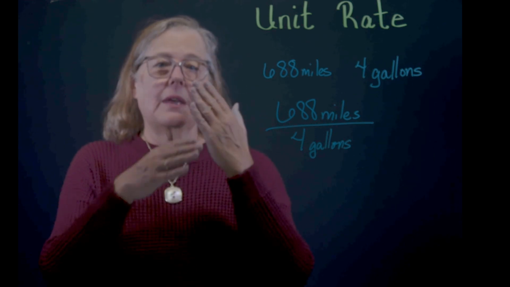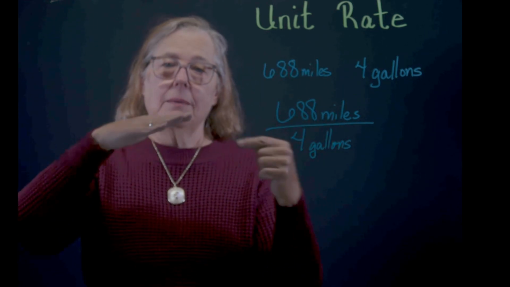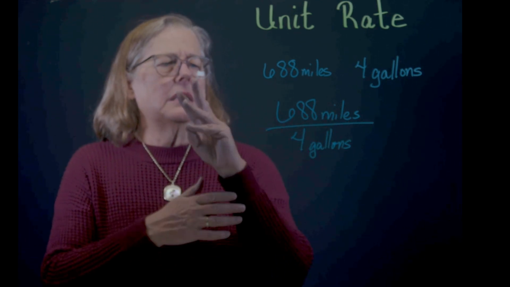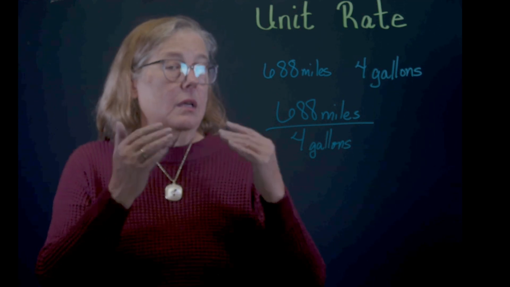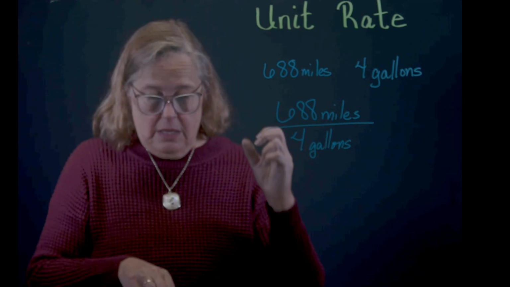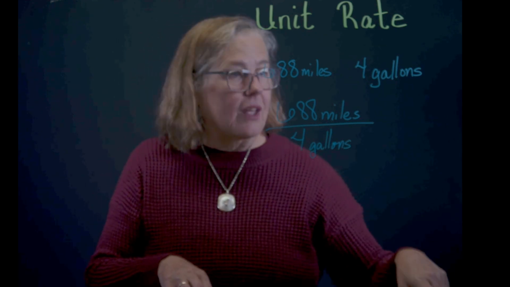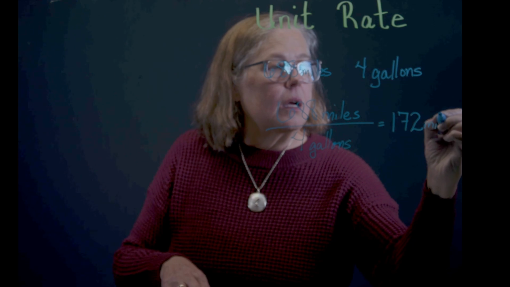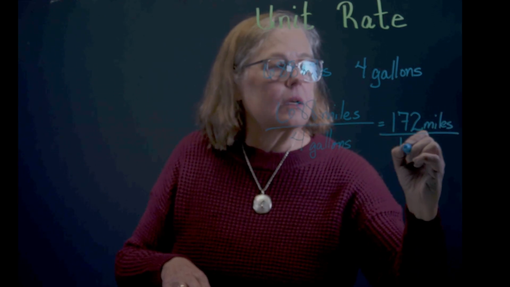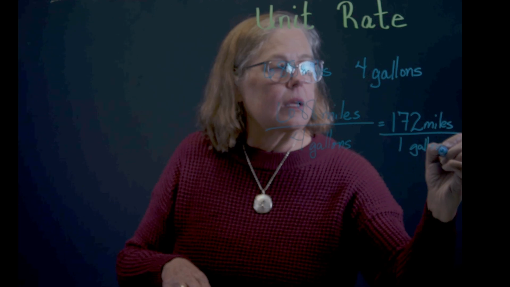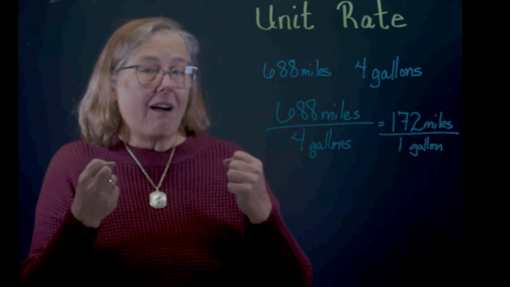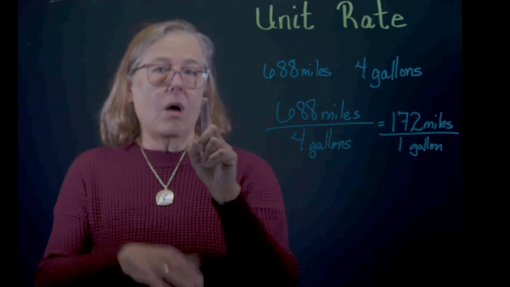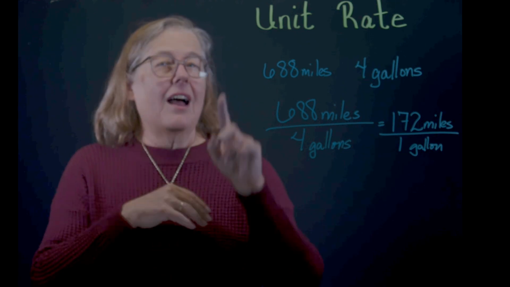We are going to divide. Top divided by the bottom. Top divided by the bottom. Because you know what a fraction is. A fraction means division. So 688 divided by 4. Well, what does that equal? You know, you can use your calculator. And I happen to, and I have the answer right here. So that when I was driving in my car, I could go 172 miles using 1 gallon of gas.